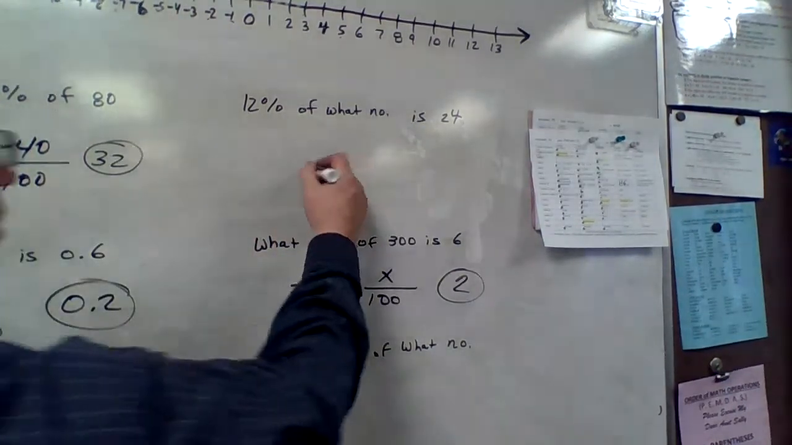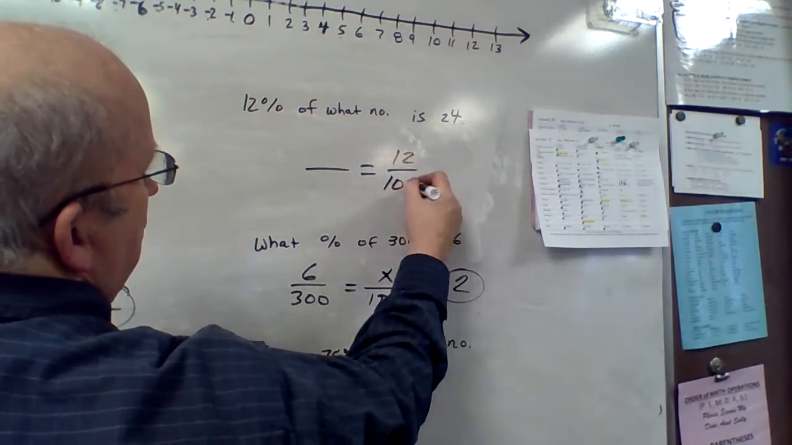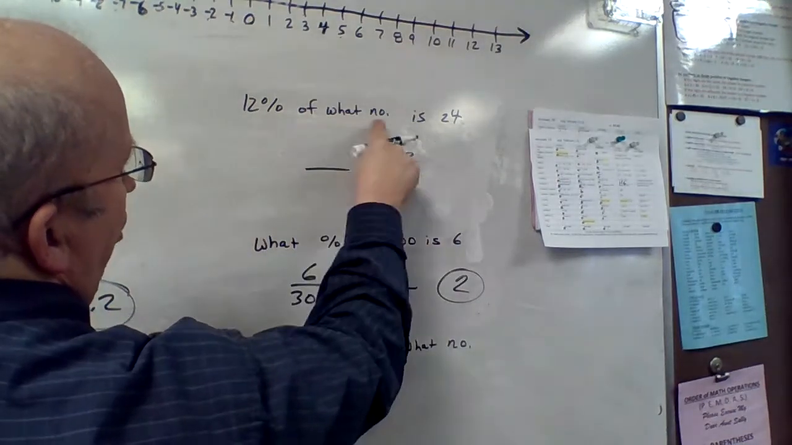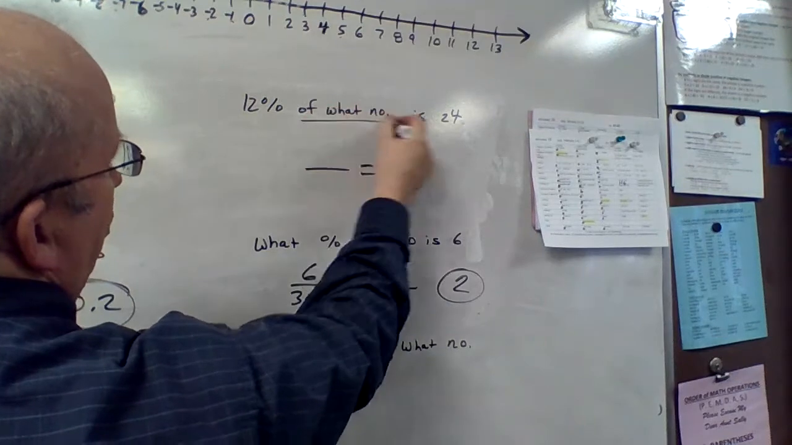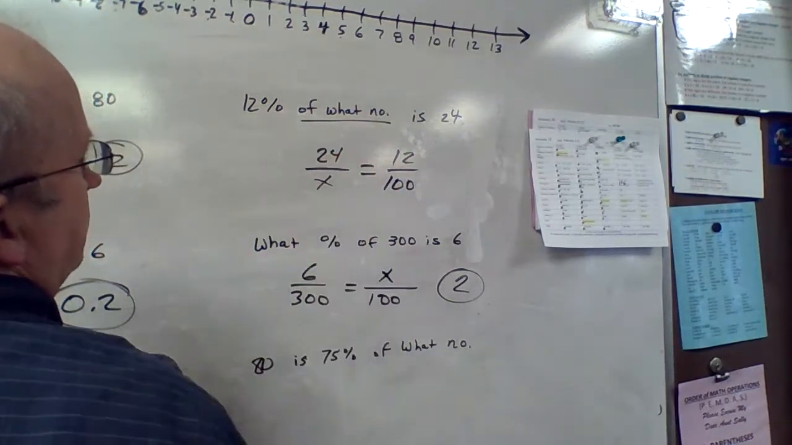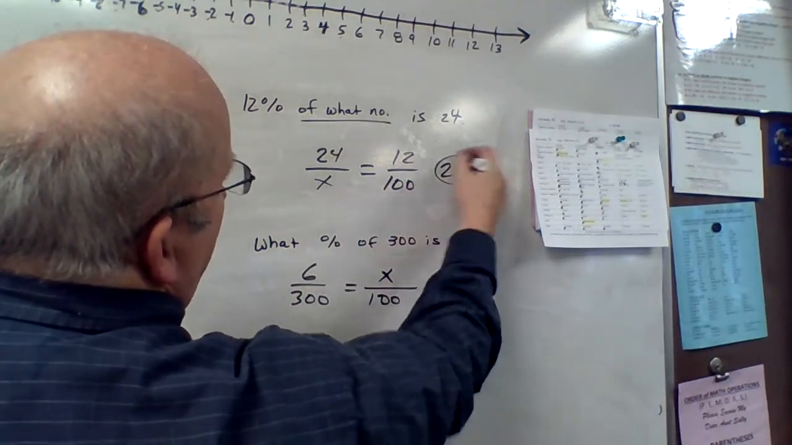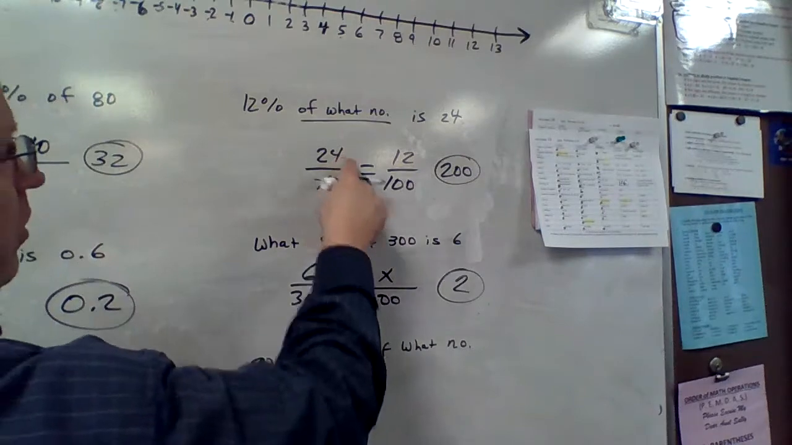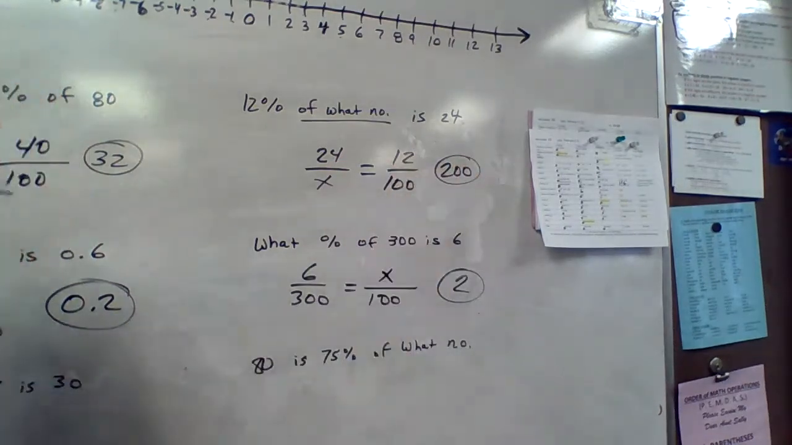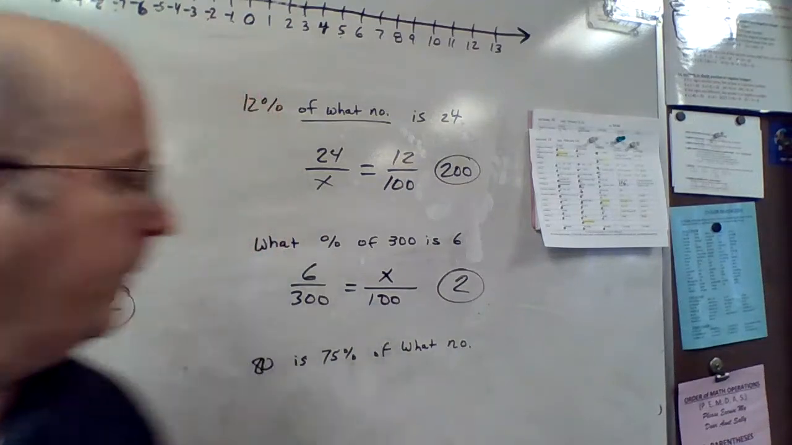Okay. Let's do the one that's up here. 12% of what number is 24? Well, the 12% goes here, right? 12 over 100. We don't know the number that follows the word of. See that? What number? So I'm going to put the x here. I'm going to put the 24 here. And if that's true, then x, in this case, has to be 200. That's 24 times 100 divided by 12 is 200. How are we doing? Okay.